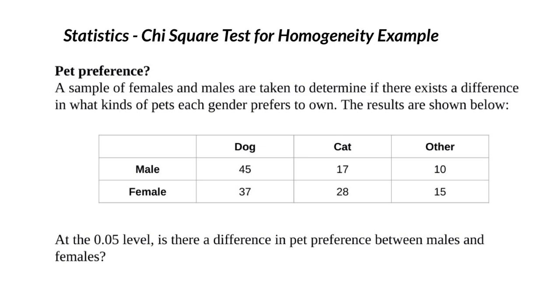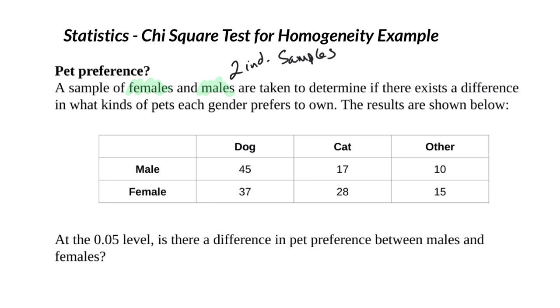The key to why this is homogeneity versus independence is because we took a sample of females and a sample of males. What's inferred here, embedded in this setup, this stem, is that we have two independent samples and we are testing them against one another. And that is what makes it homogeneity.